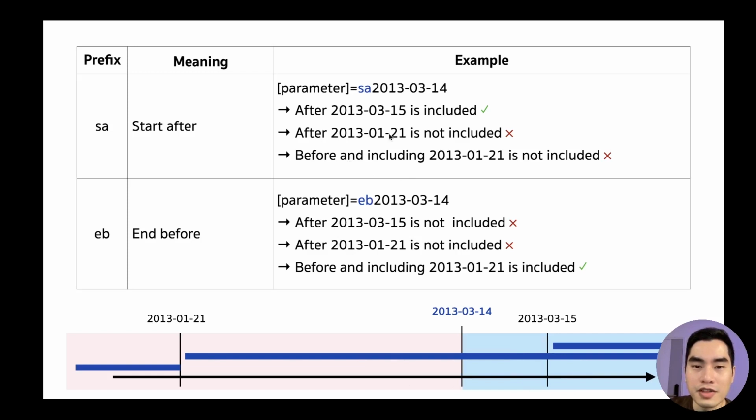If you read it, it's quite obvious. After 21st means that it already started before the 14th of March. Before and including 21st, so this one obviously is not included because it is not in the blue box at all. End before, if we search for end before this date, after 15th of March is not included because it's not in the pink one. After 21st is not included as well because it has some part that is beyond the blue or pink box. We say that it ends before this day, and this one does not end before this day. Before and including, so this box is included because it's in the blue or pink box. Complicated, right? I never use it either, but it's in the spec, so I want you to know about it. Maybe you will use it someday.